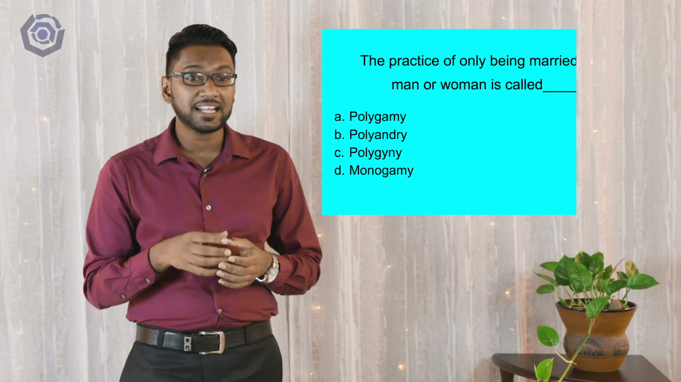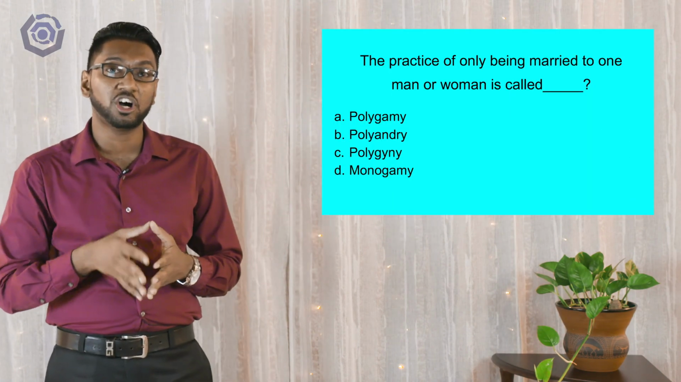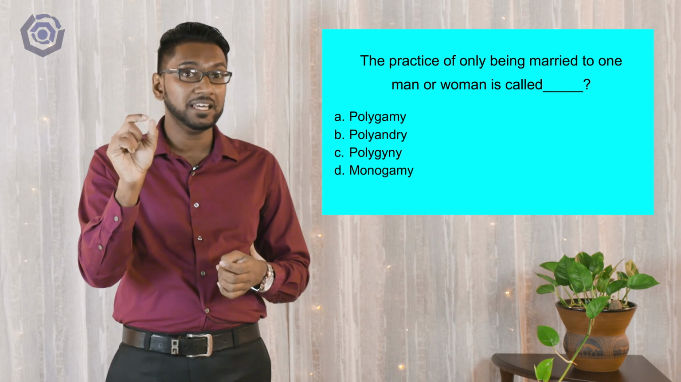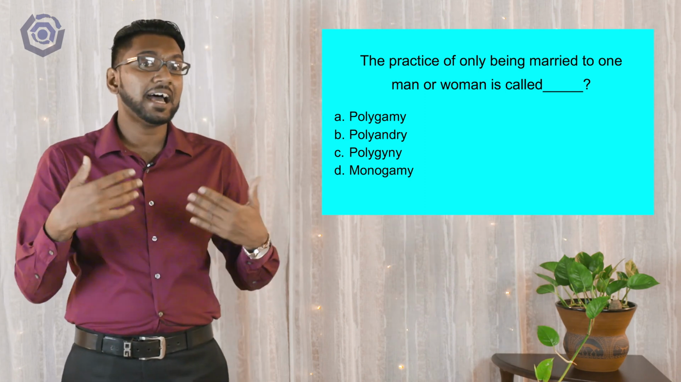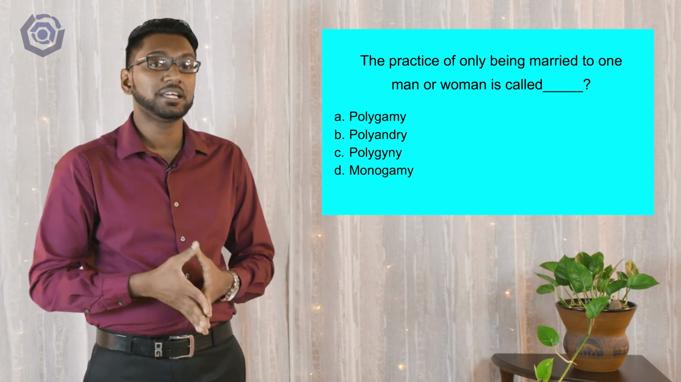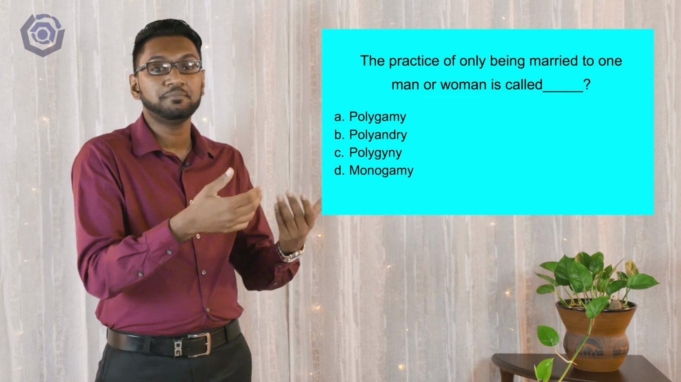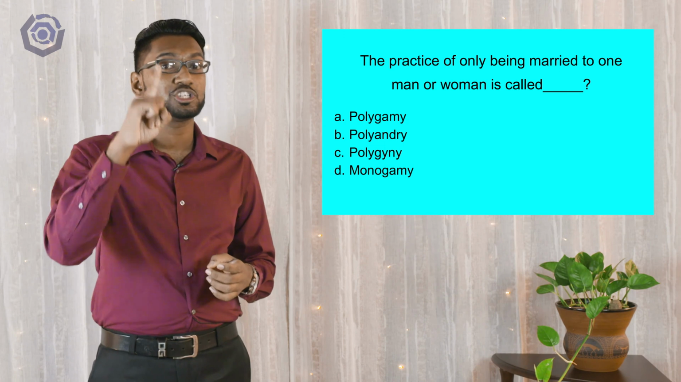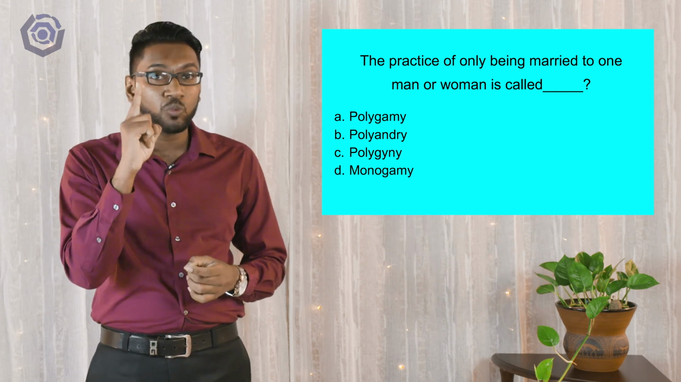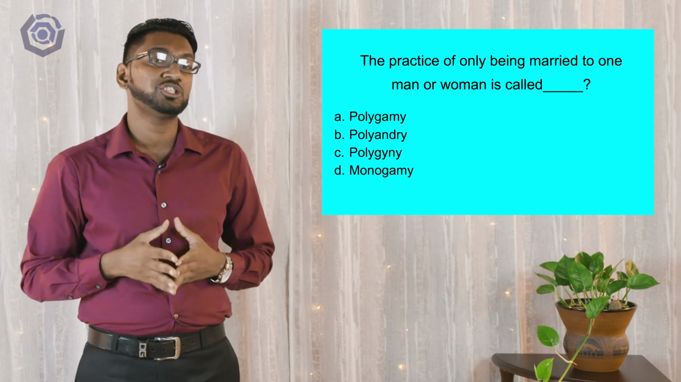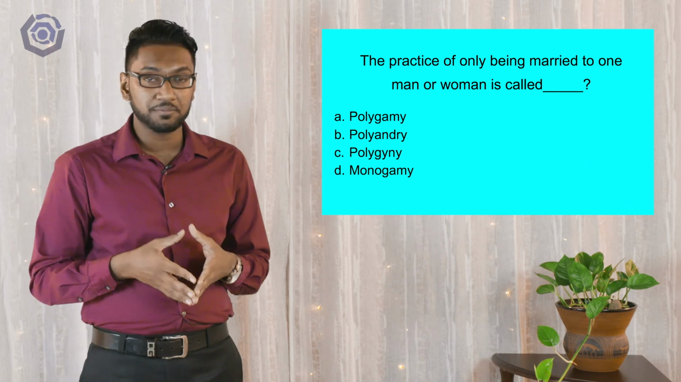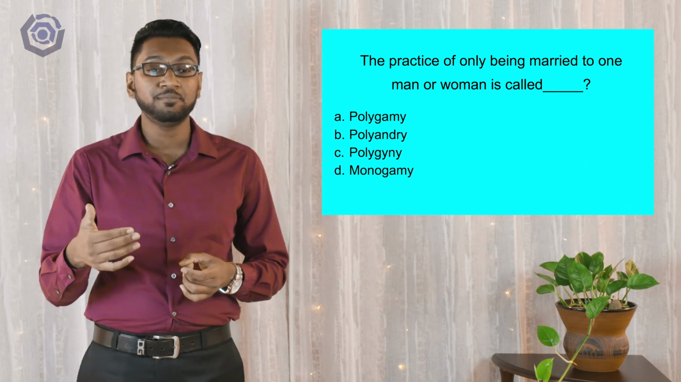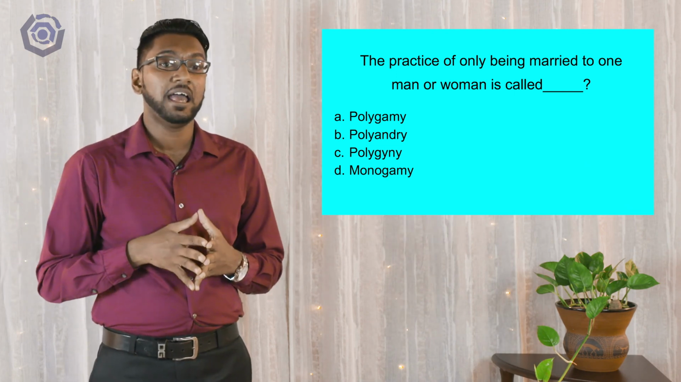Yes, if you think that the first three answers all start with the word poly, P-O-L-Y, then that refers to many, because the prefix poly means many. And the question is asking us about being married to just one man or one woman. So the obvious choice there would be monogamy, being married to one man or one woman.